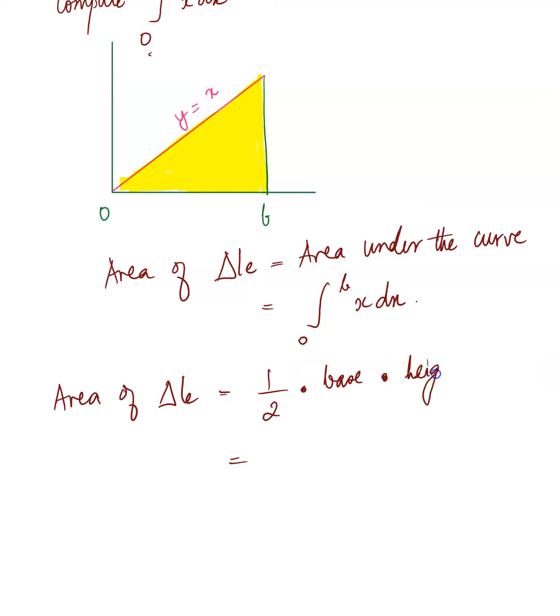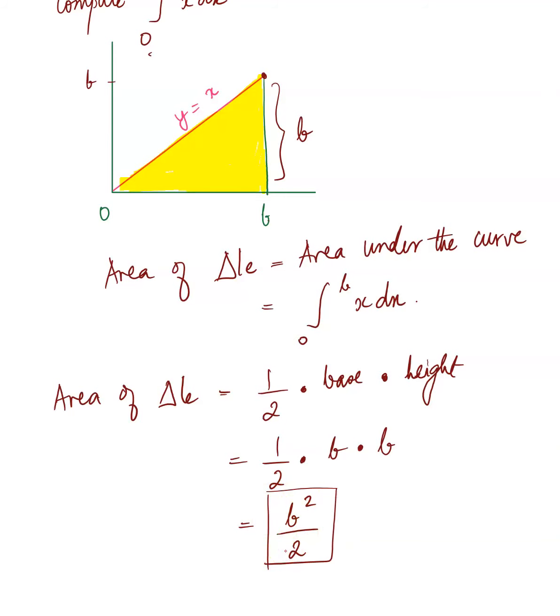So it's half times base. Base is 0 to b, so it's going to be b. Height, if you plugged in b in your function, the height, this coordinate will correspond to b. So this height is also b, because that's your identity function. Whatever your x is, so is your y. So that's b. So we get b squared over 2. This is what I get from geometry.